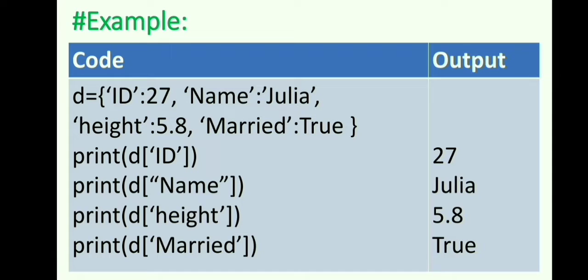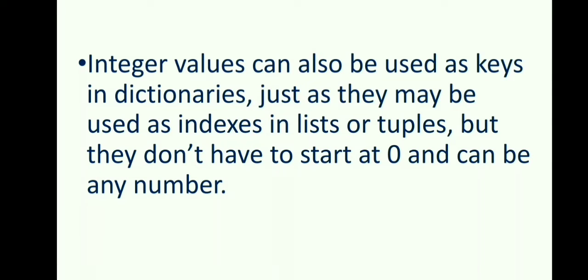This looks similar to indexing a sequence, for example a list, but there is an important difference. When you index a sequence, you use a position number. When you look up a value in a dictionary, you use a key. This is the only direct way to retrieve a value from a dictionary. In fact, dictionaries do not have position numbers at all. Integer values can also be used as keys in dictionaries, just as they may be used as indexes in lists or tuples, but they do not have to start at 0 and can be any number.